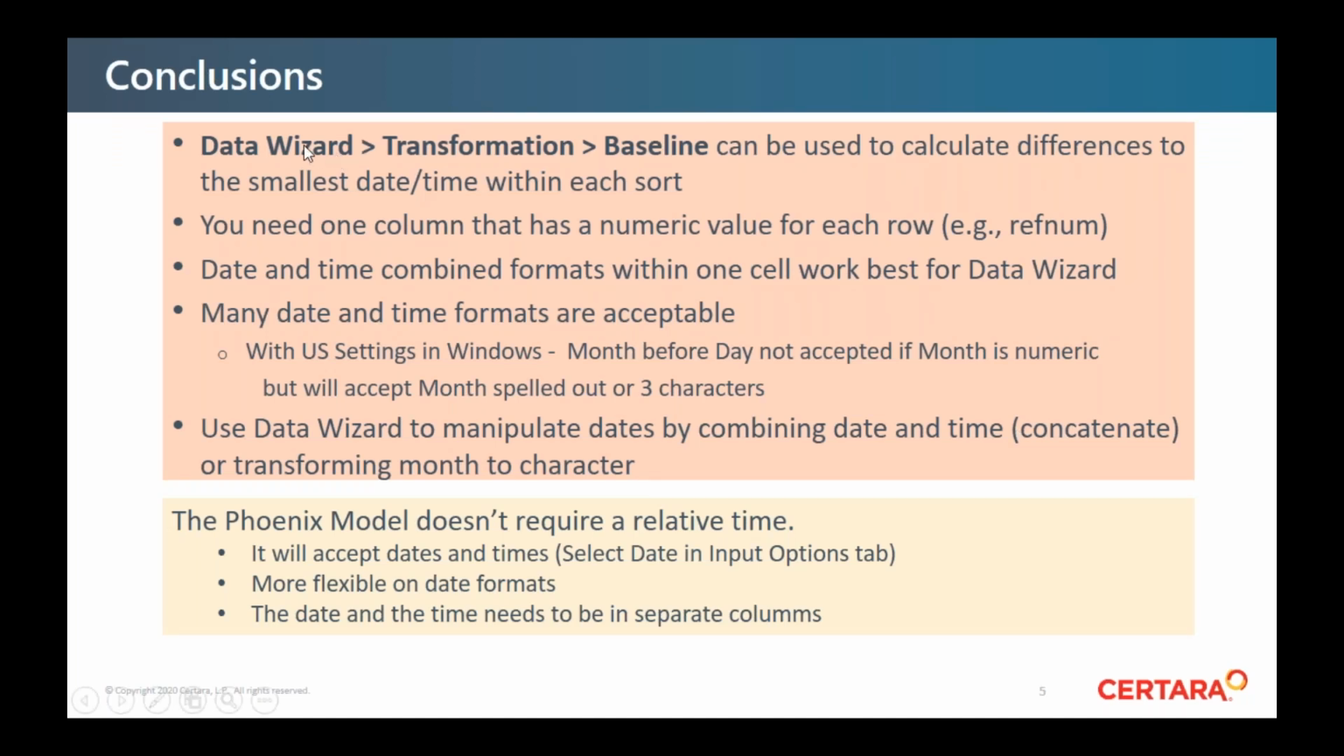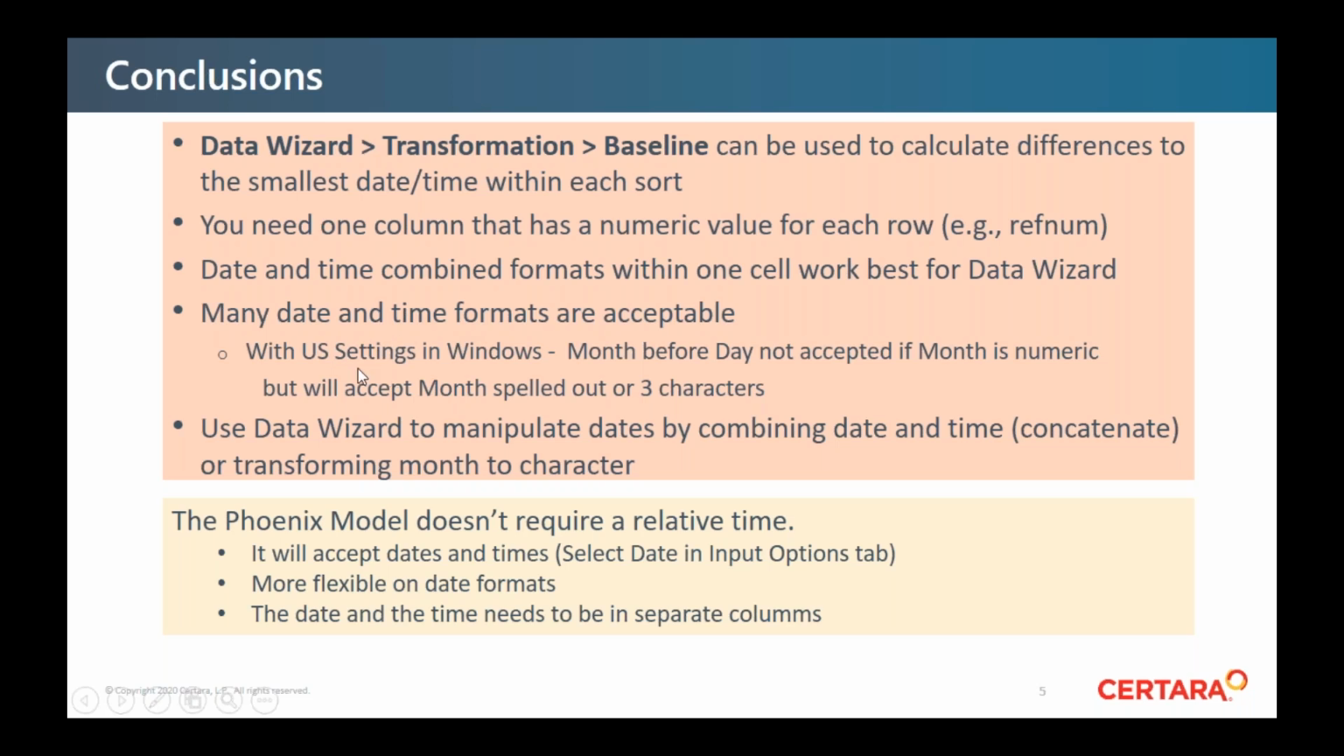The conclusions are that you can use a Data Wizard transformation baseline to calculate these differences. It's going to be picking the smallest date and time within each sort. So if you have more than one sort variable, whatever is indicating the sort will be picking the smallest date and time. You will need to have a column that is numeric for each row. To be certain that you have that, you can create it yourself. It works best if you have the time and date combined within a cell when you're using the Data Wizard. Many date formats are acceptable.